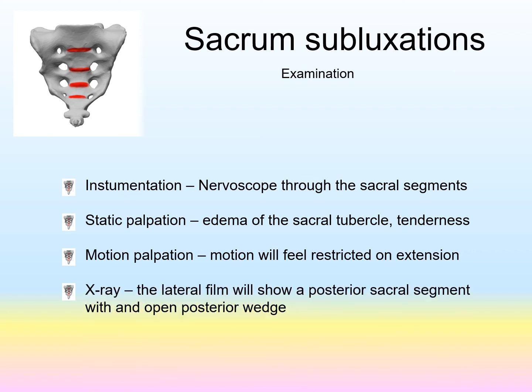In our x-ray of this small patient, our lateral film is key because we can see on the film what a posterior sacral tubercle looks like, because there'll be an open wedge at the posterior aspect of this segment. And we'll see that on the upcoming slides.